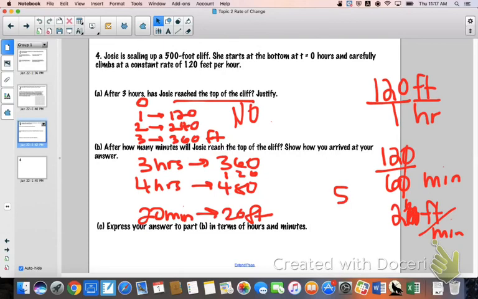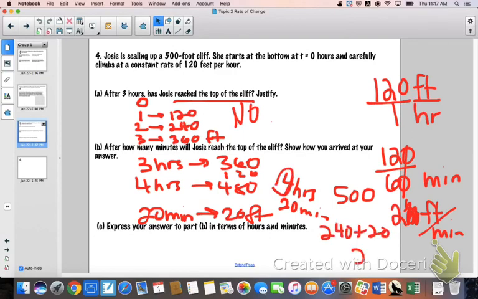So that gets her to the top of the cliff, and that would be 4 hours and 20 minutes, or, each hour is 60 minutes, so 240 plus 20 would be 260 minutes. Okay? Express your answer to part B in terms of hours and minutes. We already did that. That would be 4 hours and 20 minutes. And there you go.